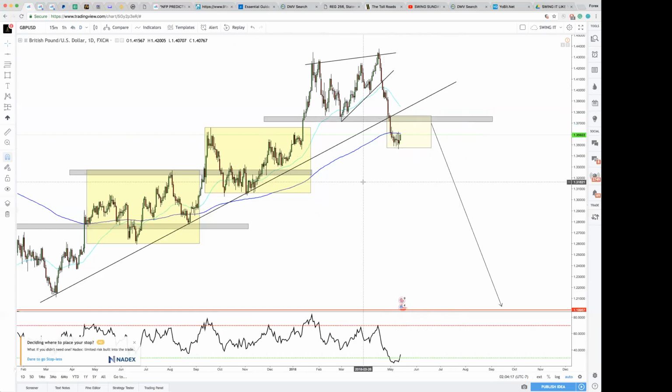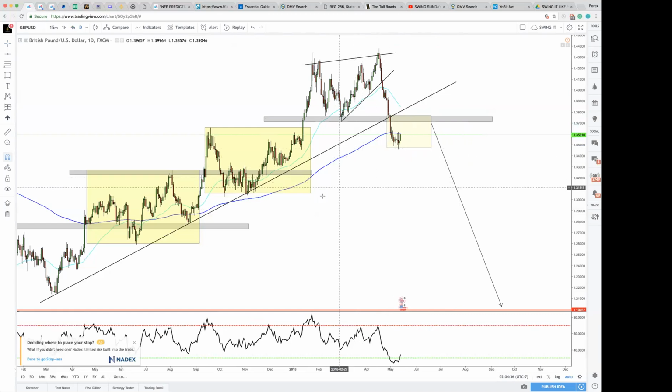Probably at the midweek reversal, you might see something going on. If there's news, the news is probably gonna play it out for us. So GBPUSD is gonna be a nice sell for the week.